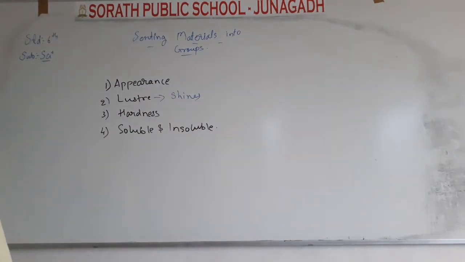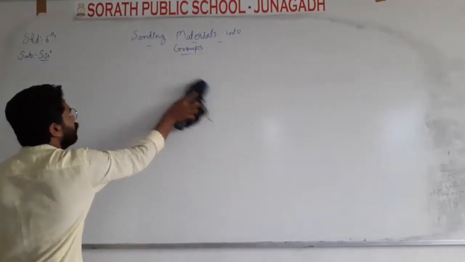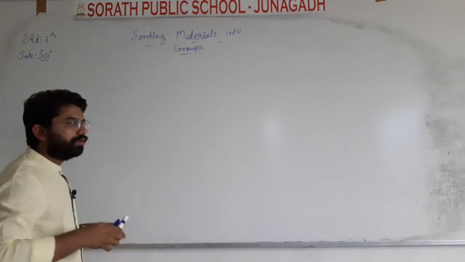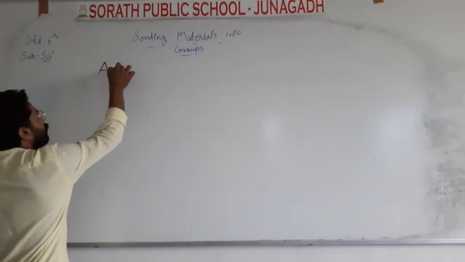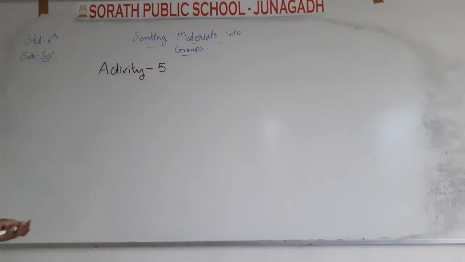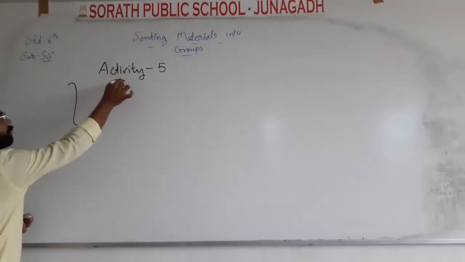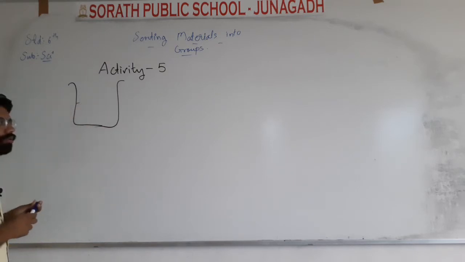Now another thing is there, the activity number 5, which gives the information about the water and the liquids. Okay, activity number 5. In that you have to take 4 to 5 beakers, that we have taken in activity number 4. I will take one beaker to show you the example. And in that you have to just take the water.